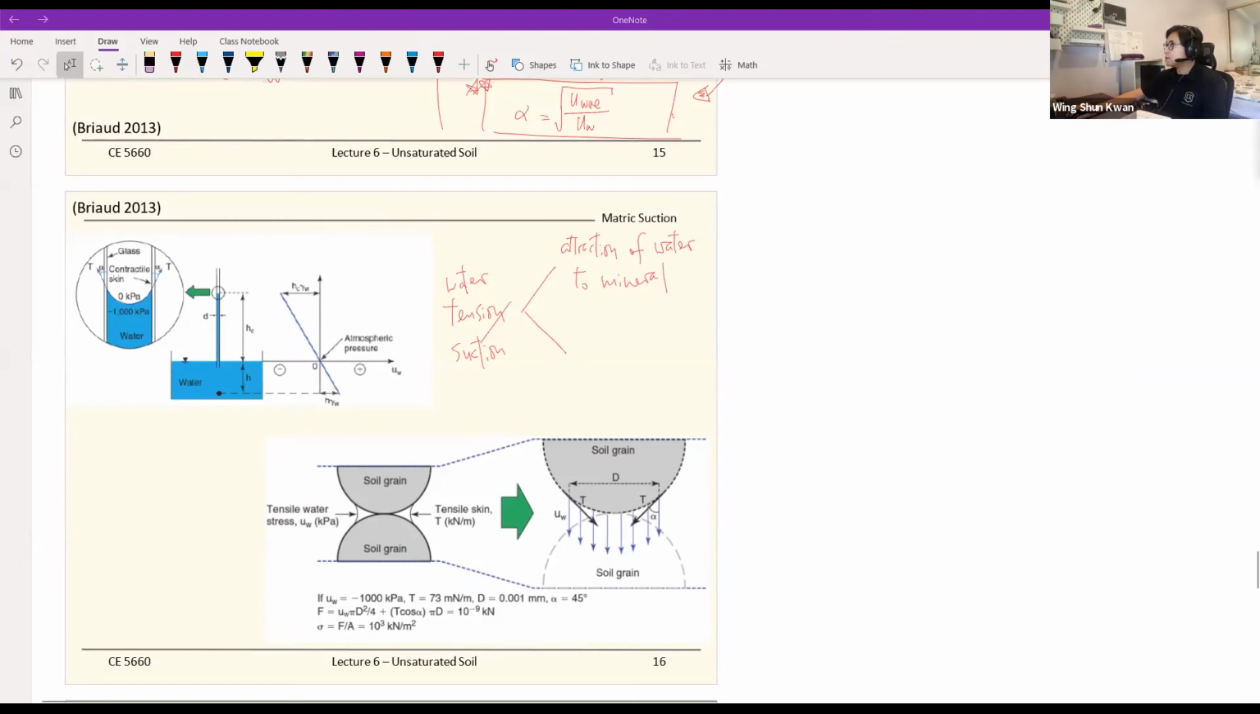The other one is the attractions of water, or of the distilled water, to the salty water. So this part, we call this osmotic suction. And the other part of it, the attractions of water to the soil minerals, is the matrix potential or matrix suction.